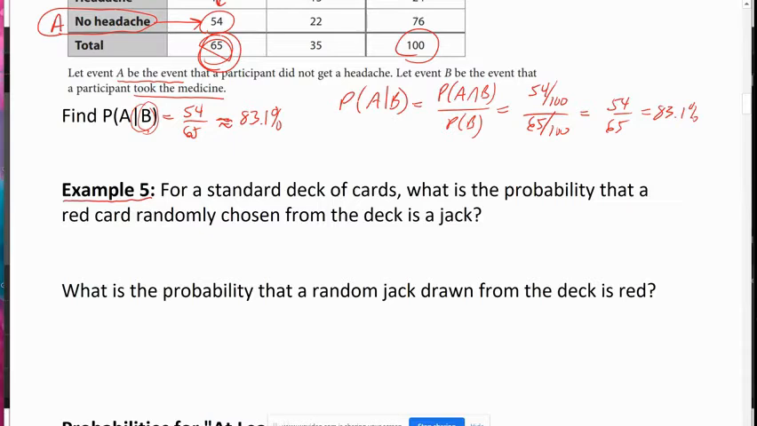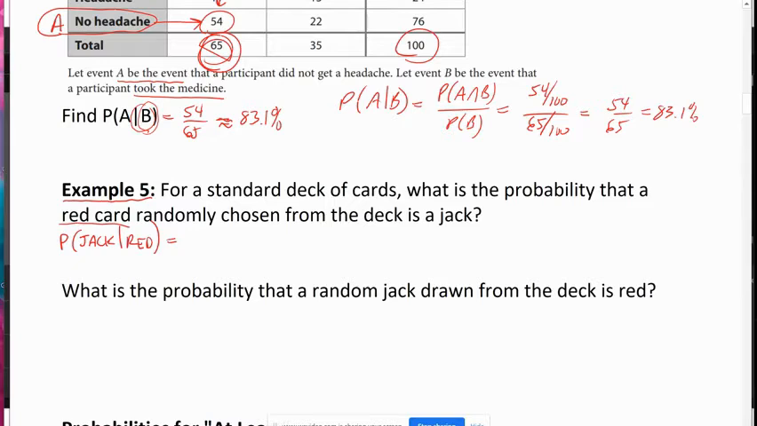Okay, so in this case, standard deck of cards, what is the probability that a red card randomly chosen from the deck is a jack? So the probability of drawing a jack, given that it's a red card. It says, what is the probability that a red card, so it's given that it's a red card, is a jack. So the probability of a jack, given that it's red.